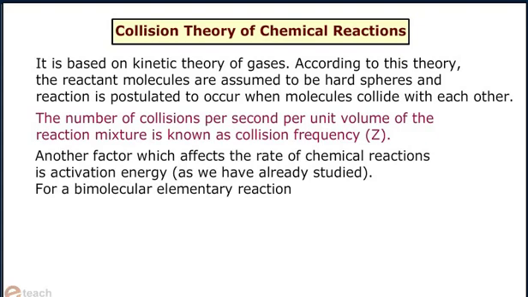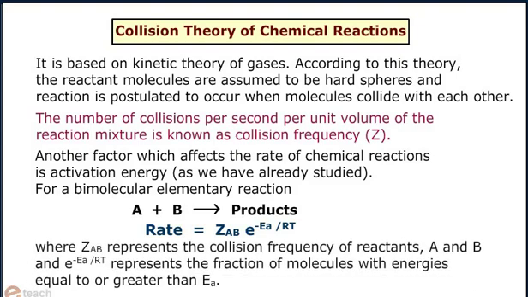For a bimolecular elementary reaction, A plus B gives products, the rate constant for this reaction is given by Z_AB multiplied by e to the power minus Ea upon RT, where Z_AB represents the collision frequency of reactants A and B, and e to the power minus Ea upon RT represents the fraction of molecules with energies equal to or greater than Ea.